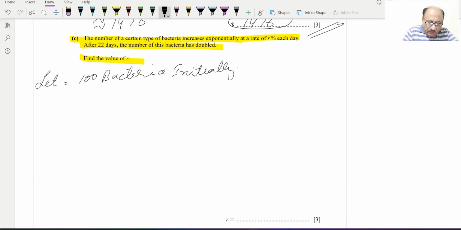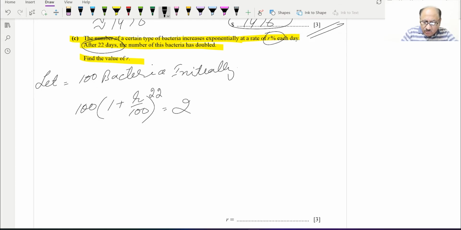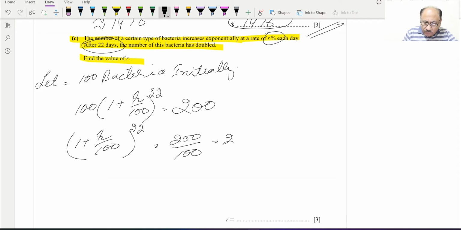Then it will be 100 into 1 plus R over 100, and the time duration is 22 days. Each day it is exponentially increasing, and they are asking for double. So double of 100 will be 200. So it will equal 200, and I'm shifting 100 to the other side, so 1 plus R over 100 raised to the power 22 is equal to 200 divided by 100, which is equal to 2.